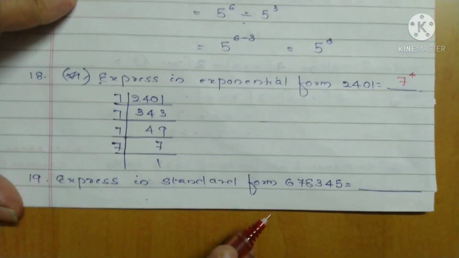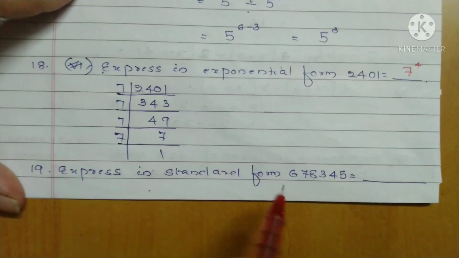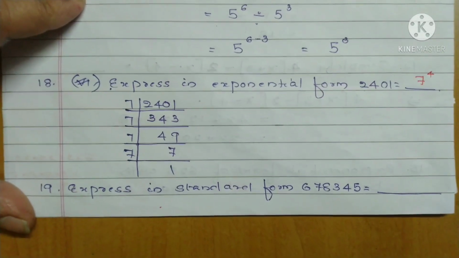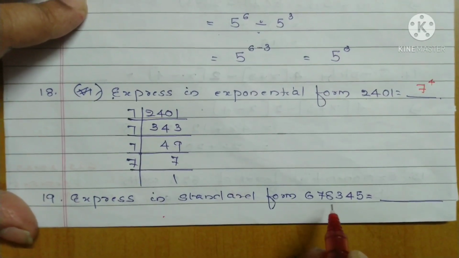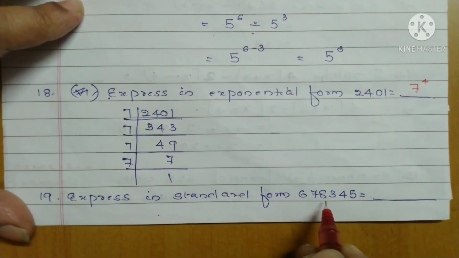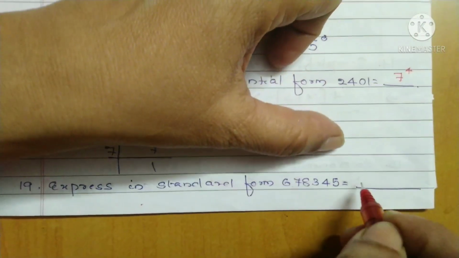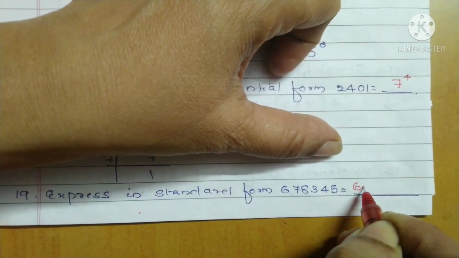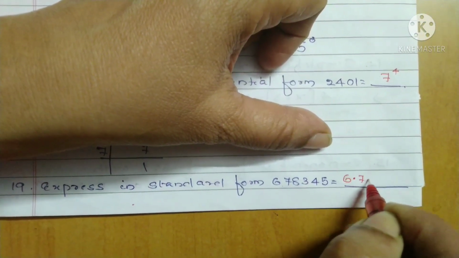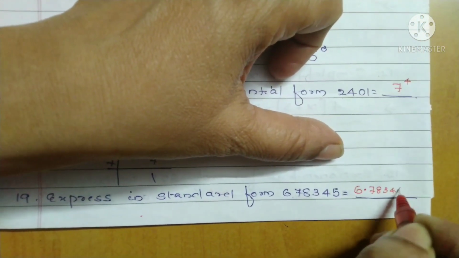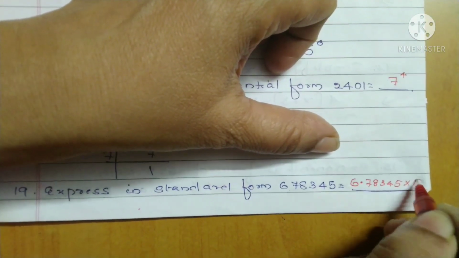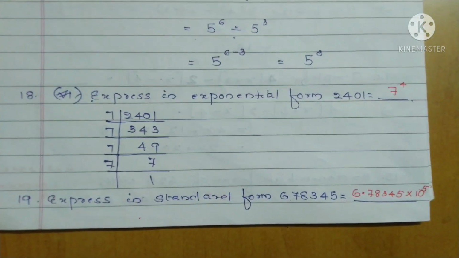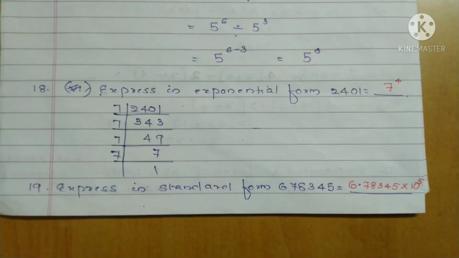Now express in standard form. Standard form means the number should be brought between 1 and 10. That means here it is actually 6,78,000, so we have to write like this. You know, here 1, 2, 3, 4, 5 digits are going after the decimal. So 6.7835 into 10 raised to 5, because 5 digits went after the decimal. 6.7835 into 10 raised to 5.